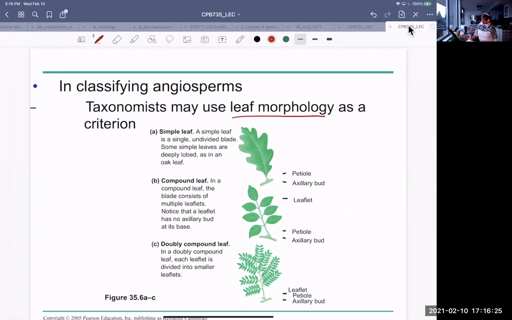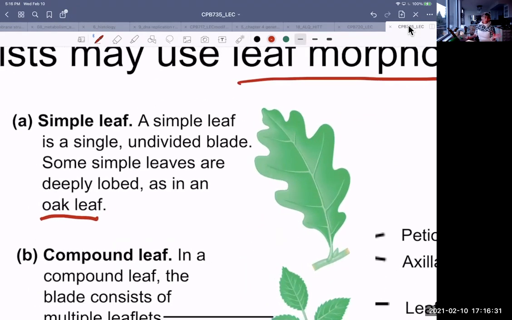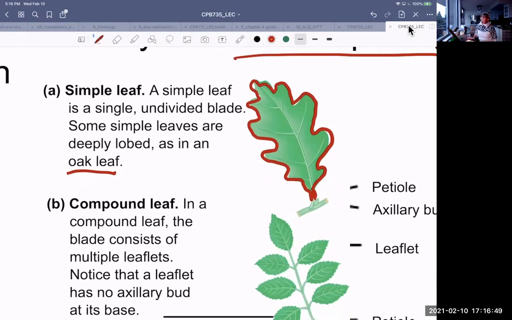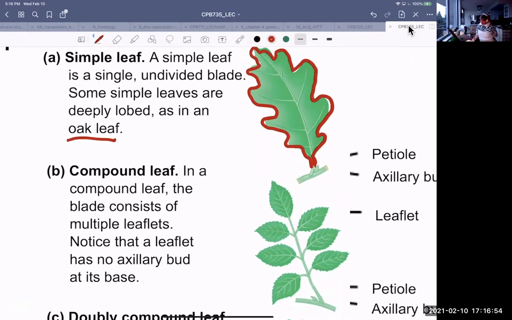So this leaf here, this is an oak. You can always tell an oak. They're very distinctive. They have these lobes like that. A little petiole. That's a simple leaf, just one leaf attached to the petiole. In a compound leaf, the blade has leaflets. And you can tell they're leaflets because there's no axillary bud. So there's no axillary bud at the base there. There's a little axillary bud here.